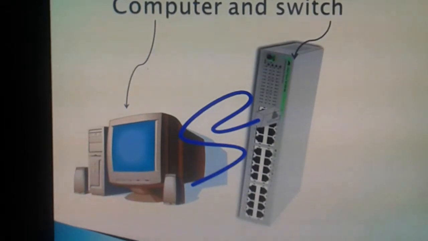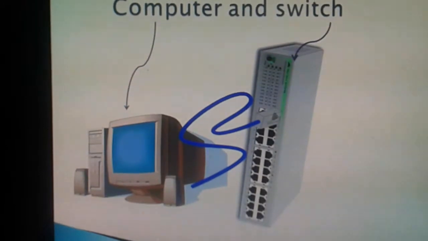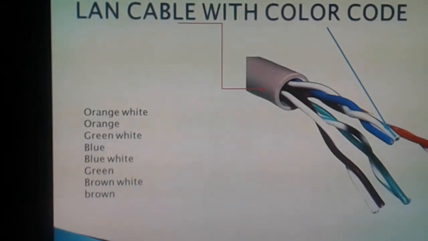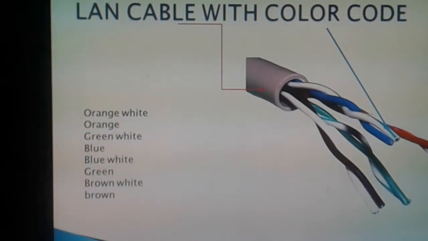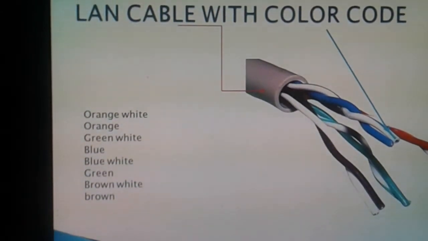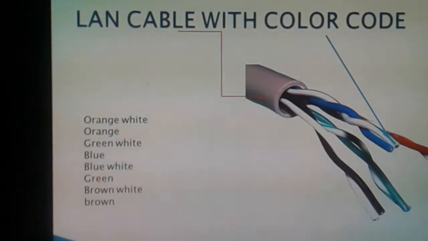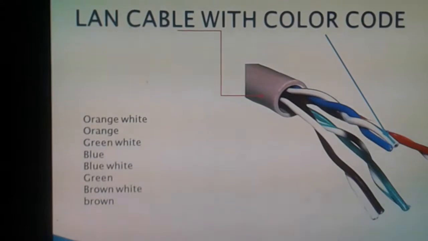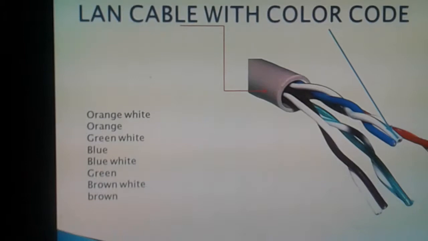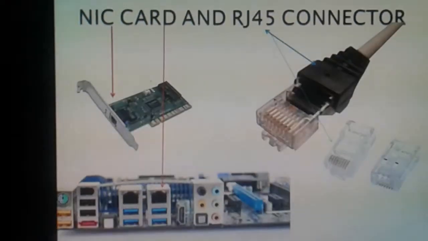First you need computers and a switch connecting to the computers with LAN cable, as shown in the slide. The LAN cable color code is orange-white, orange, then the twisting layout of green-white, blue, blue-white, green, brown-white, brown, and we have to assign this color layout to the cable layout in the RJ45 connector. And on to the next slide.